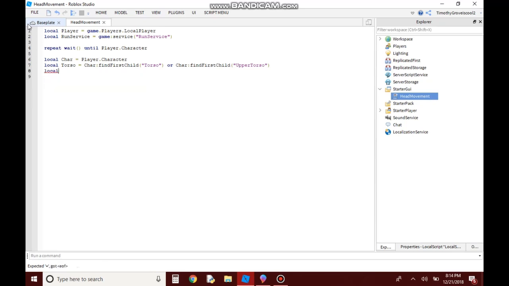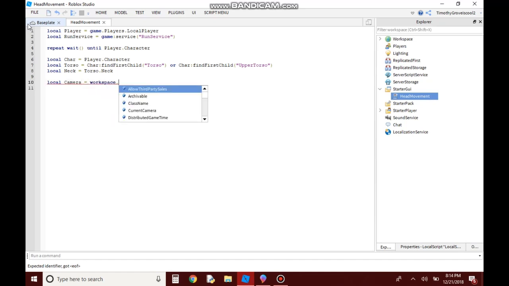So now we need the neck, which is a joint. Neck equals torso.Neck. So now that we have the neck, we can start getting the camera, since we're going to be doing it based on the camera's angle. So we do local camera equals workspace.CurrentCamera, and that's also another reason we need a local script, because current camera is on the client.